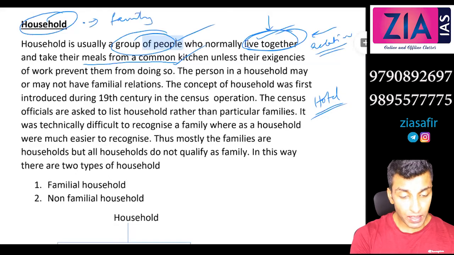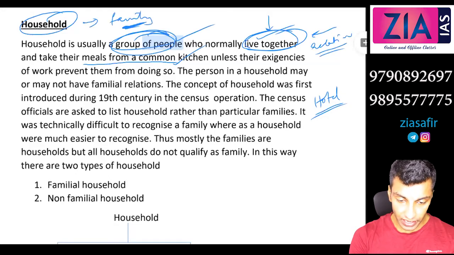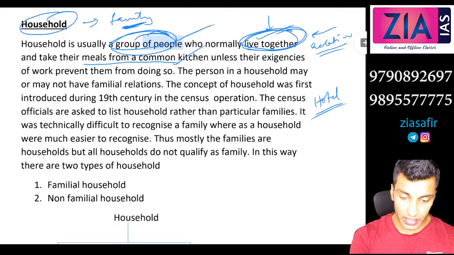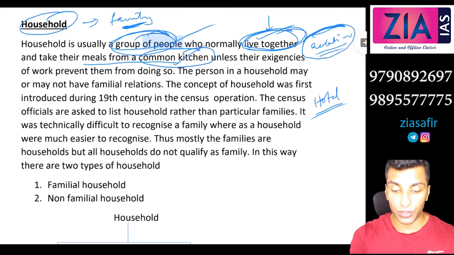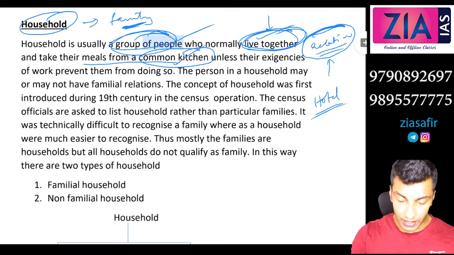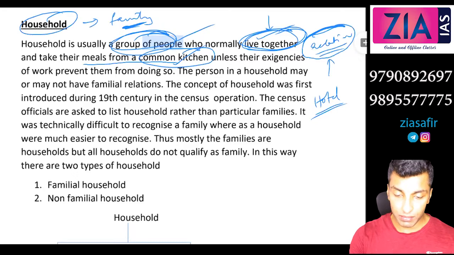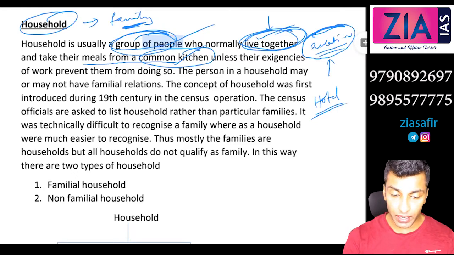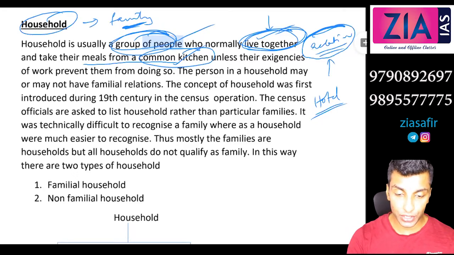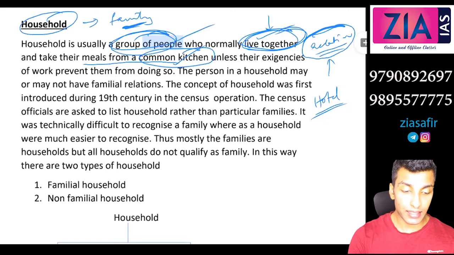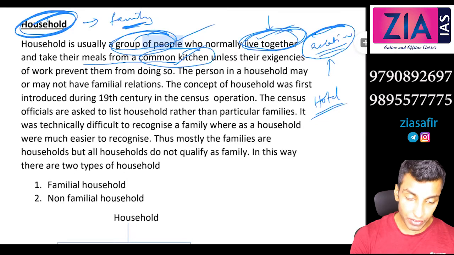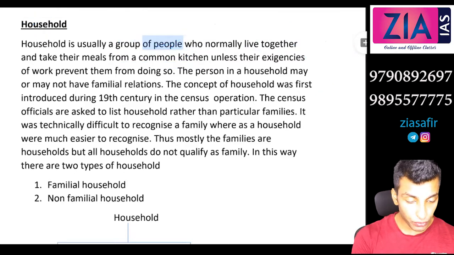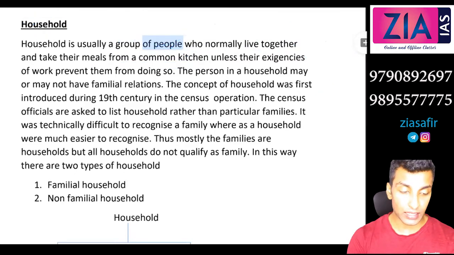Family is also a group of people who live together and eat from a common kitchen, but they should be related through some type of kinship. It can be a blood relation, an affinal relation, that means a marriage relation, or adoption. So some kind of relation should be there between the members, then it is a family. In a household, that is not necessary. People are living together and eating food from the same kitchen, so that is a household.